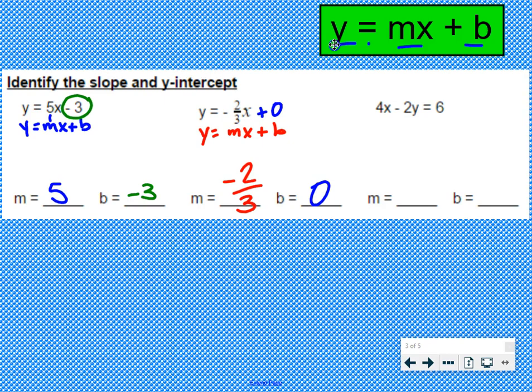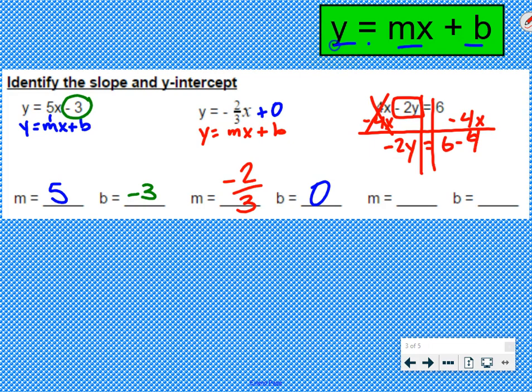Last example here, 4x minus 2y equals 6. That is not in y equals form, which means before we can identify the y-intercept, we have to change it into y equals form. First off, we're going to move that x. We're going to do minus 4x on this side, minus 4x on this side. 4x minus 4x is 0. We bring down the negative 2y. That 2y is negative. Equals 6 minus 4x.